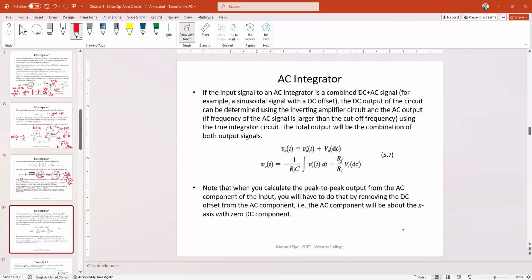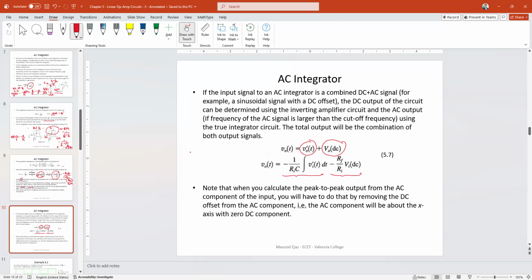Now, when you're calculating the output, it is very easy to divide the input into 2 signals. One is the DC component of the signal, and the other is the AC component of the signal. For the DC component, the output can be calculated by simply assuming the AC integrator to be an inverting amplifier. And for the AC component, the output is calculated using the concepts of a true integrator. However, make sure that the AC frequency is quite larger than your cutoff frequency in order for the circuit to work as a true integrator circuit.